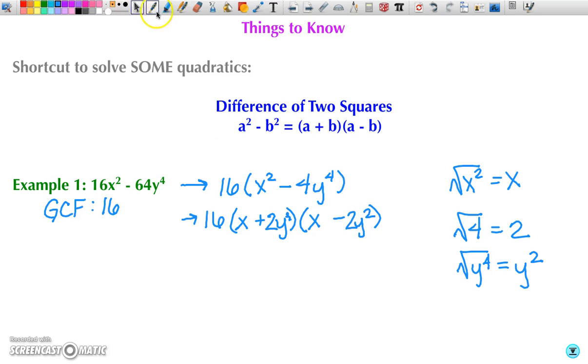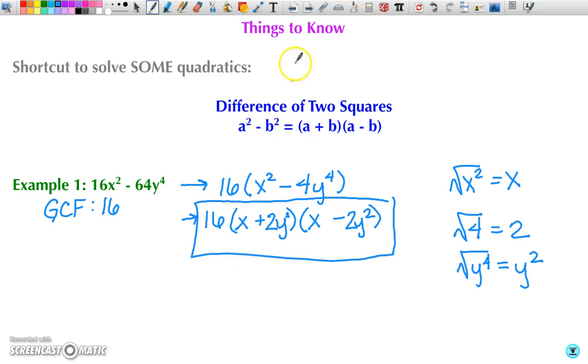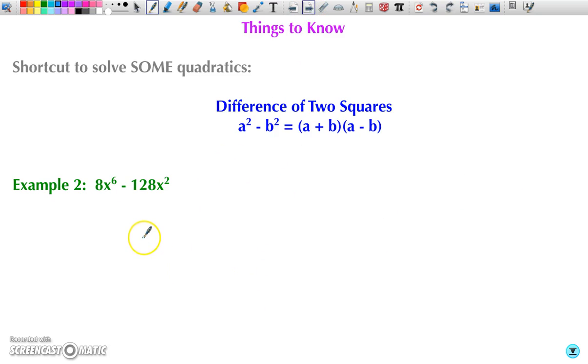That doesn't really look like a 2 for the square. Sorry about that, it's kind of weird. There, that's better. So this would be your final answer here. So it's just a template. Take out your greatest common factor, fill in the spots. Now here's a second example.